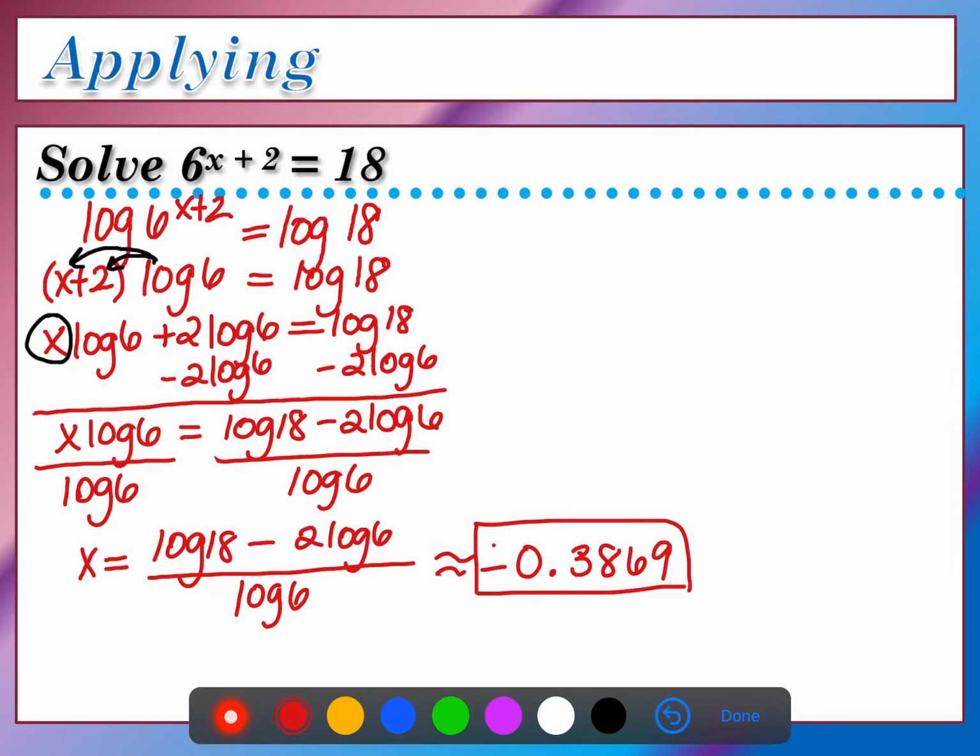Okay, I'm rounding to those 4 decimal points. Make sure that you're plugging these into your calculator and that you're able to get out these same values, because if you're not, then you're plugging them into the calculator wrong, and we want to make sure that we take care of that. Okay, let's keep going.